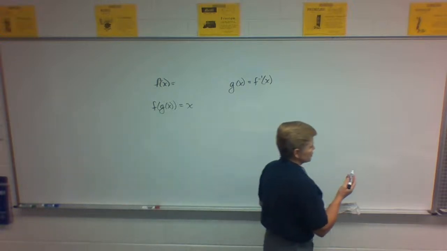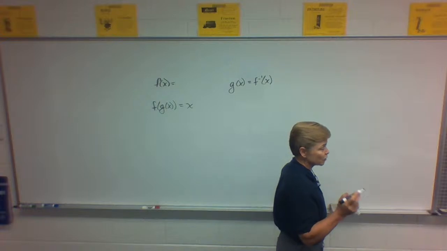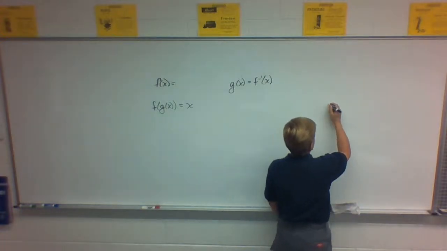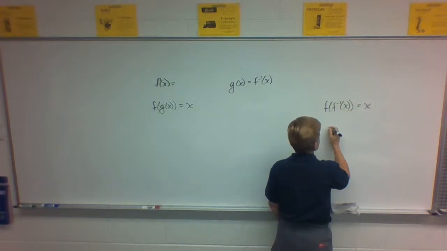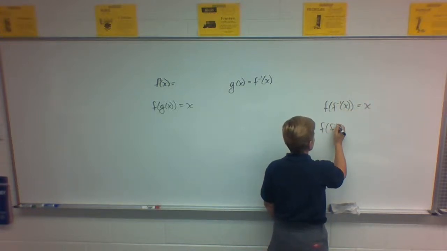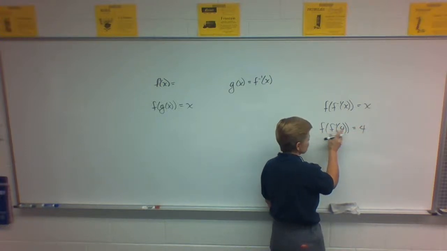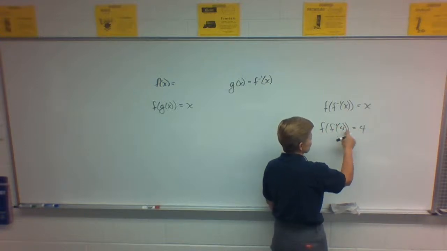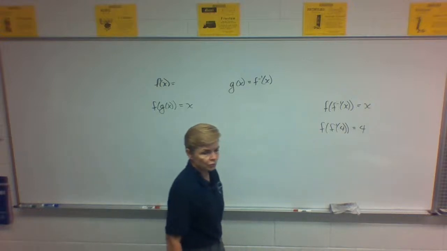Just as a side note here, that might help you on an ACT test, get you a quick answer, if you'll remember this. If you compose f with its inverse, you get x. In other words, f composed with f inverse of 4 is 4. You don't have to try to find the inverse and evaluate it and then plug that value into the function and get 4. They undo each other. You get what's in here every time if they're inverses.